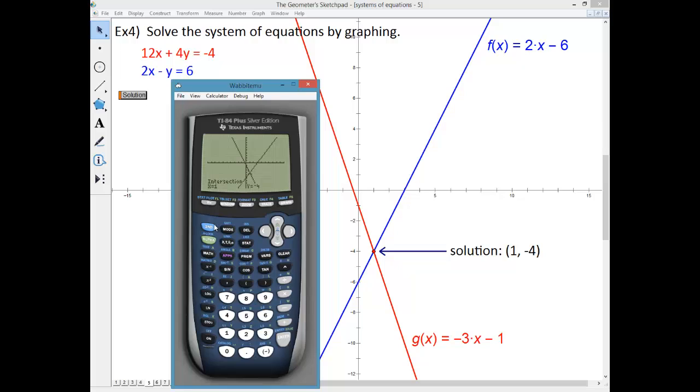Another way you could use the calculator to help you is to look at the table. If we go to second table and look at where x is 1, notice in your table that the y values of y1 and y2 are both the same. So that's another way you could use the graphing calculator to help you find the solution to a system of equations.